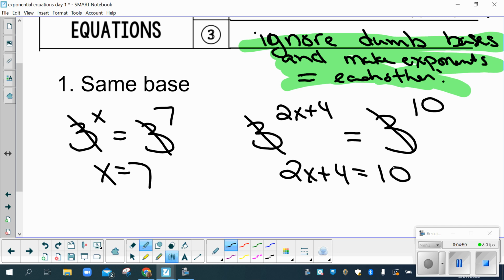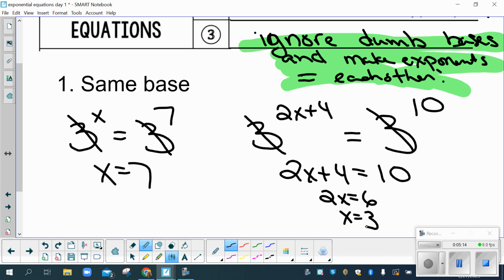So yes, right? Can you all do this? Every single person in this class I know can do this problem. Right? Move that 4 over. 2x equals 6. x equals 3. Easy? Yeah? Is that bad?